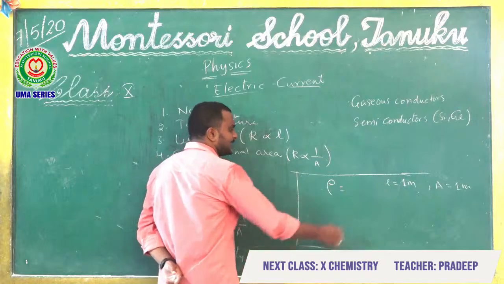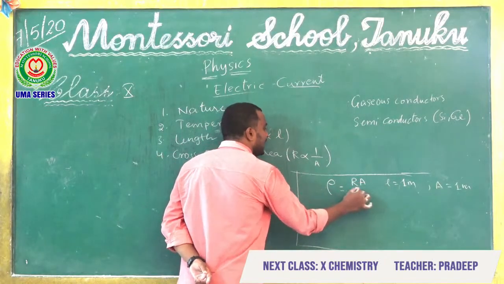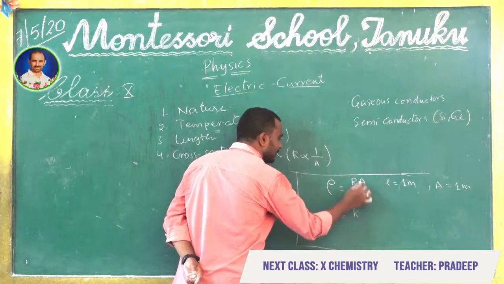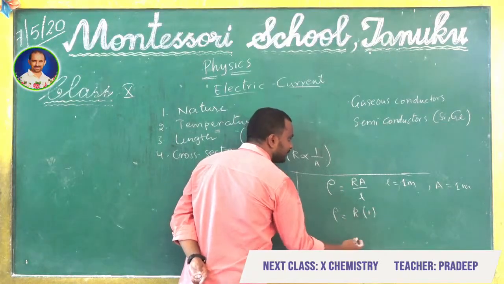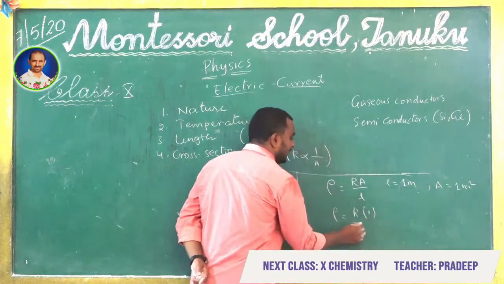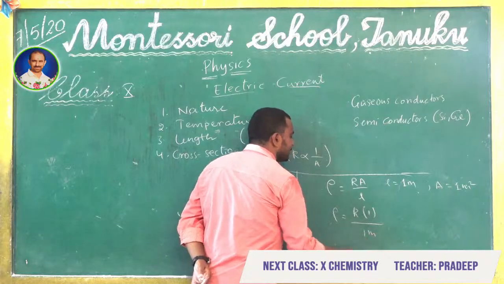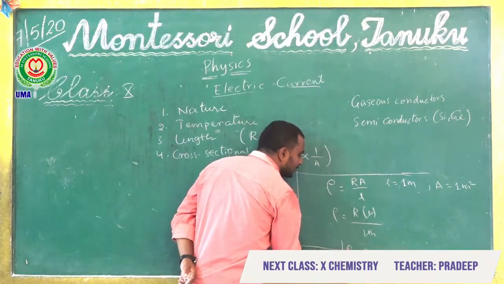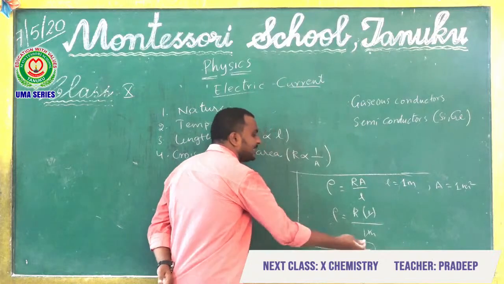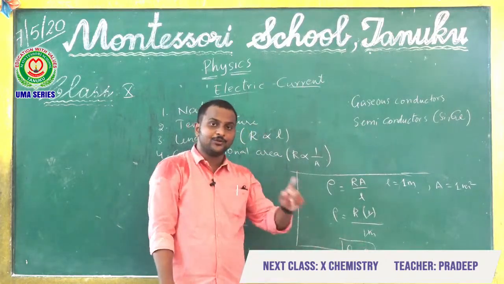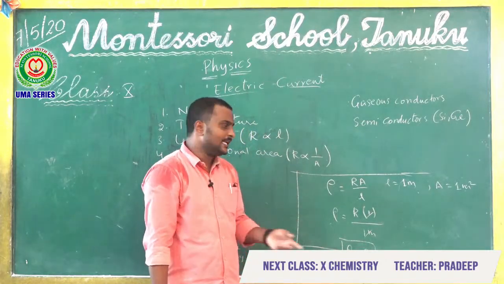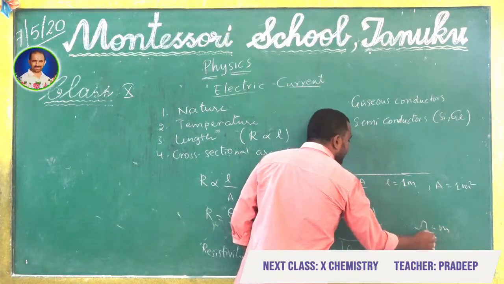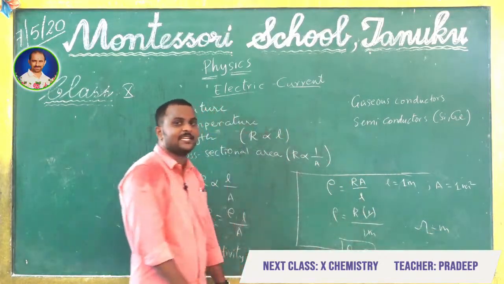So from this we can write rho is equal to RA by L. Here area is 1 meter square and length is 1 meter, so the 1 and 1 cancel. So rho is equal to R. The specific resistance is nothing but the resistance of the conductor for unit length and unit cross sectional area, and the unit of resistivity is ohm meter.